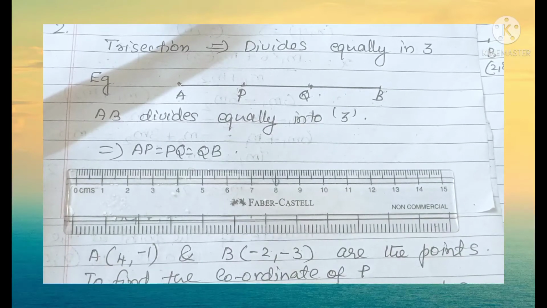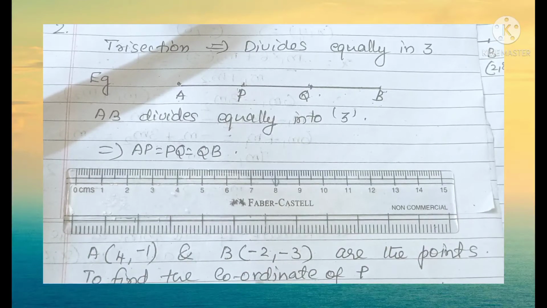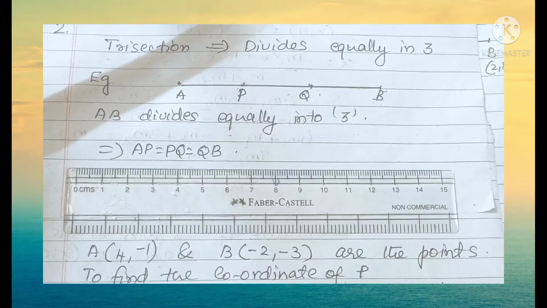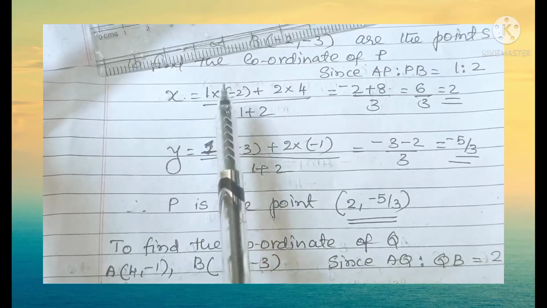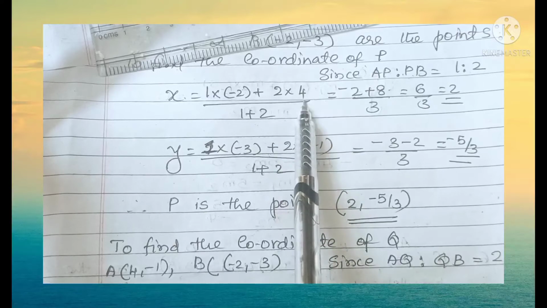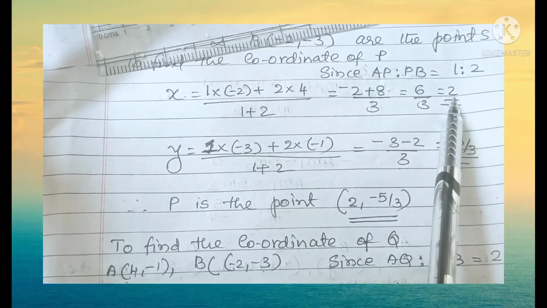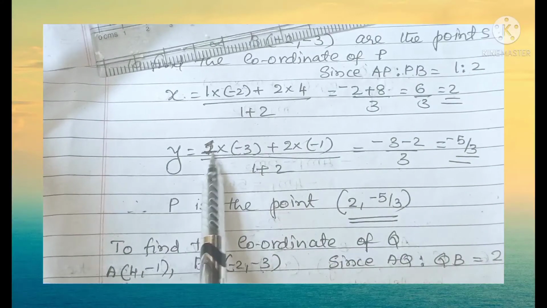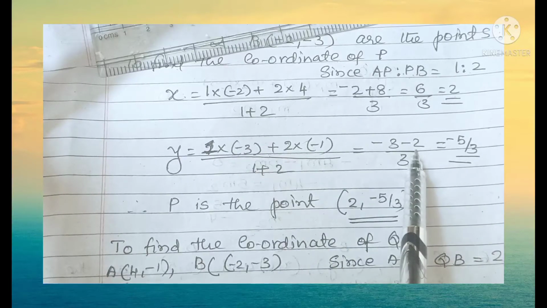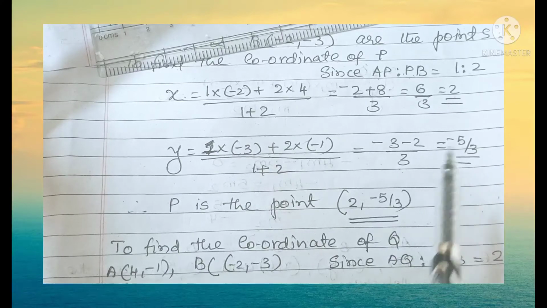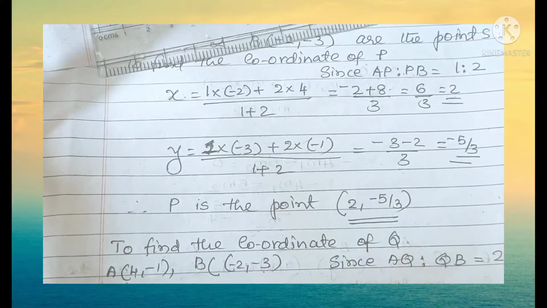First we want to take the points A (4, -1) and B (-2, -3), and we find the coordinates of P since AP is to PB is 1 is to 2. Here x is equal to (1 into -2 plus 2 into 4) by (1 plus 2). That is (-2 + 8) by 3, 6 by 3 is equal to 2. The next y is equal to (1 into -3 plus 2 into -1) by (1 plus 2). That is (-3 - 2) by 3. It is -5 by 3. Therefore, we got the coordinates of P as (2, -5/3).